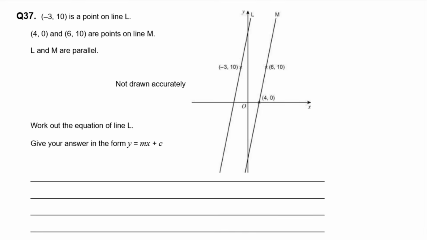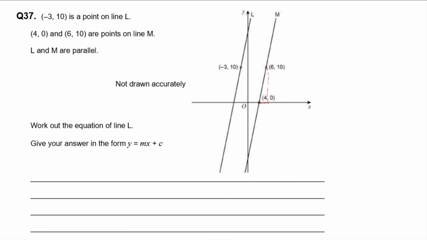Give your answer in the form y equals mx plus c. Okay. So we can find the gradient of our line M because we've got 2 points that lie on it. If we can work out the change in y and the change in x and divide them, then we should get our gradient.